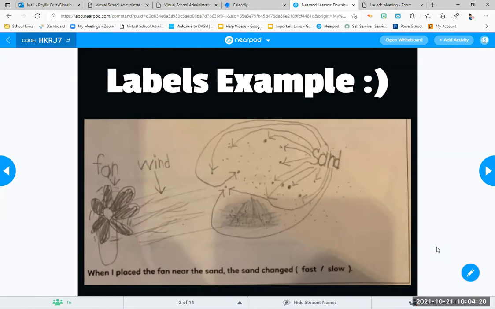This is a great example of what labels really do look like. They're tiny little words inside your diagrams and pictures. So in science, anytime you're drawing a picture, label it. Tell me what those objects are that you're drawing.